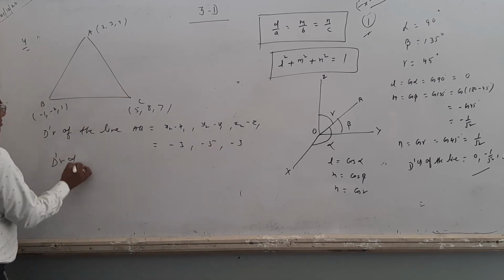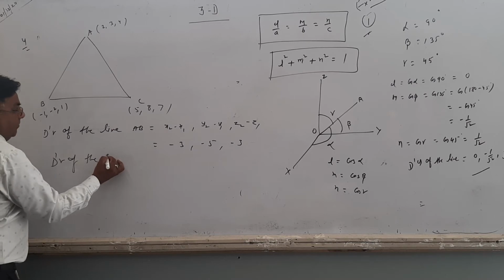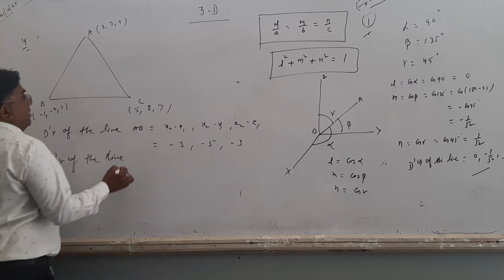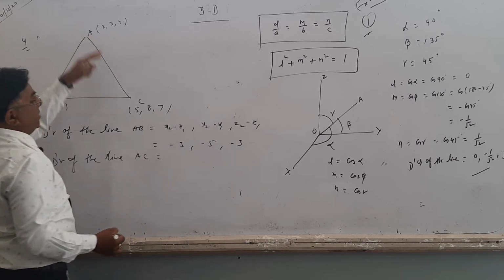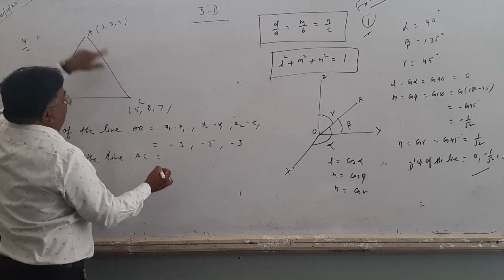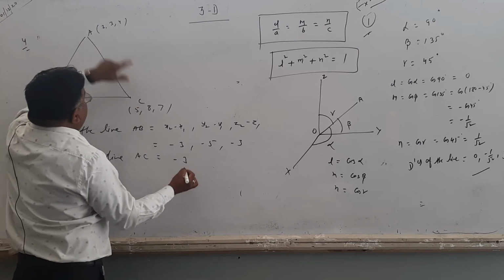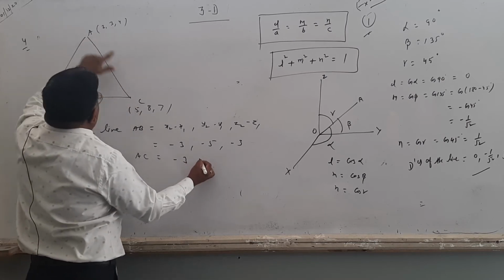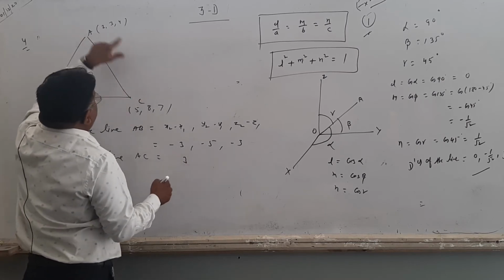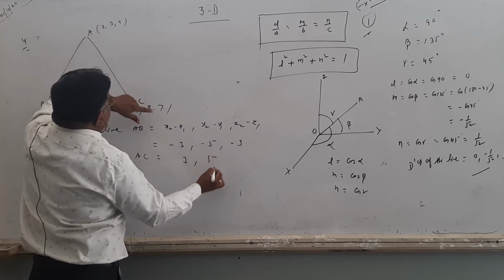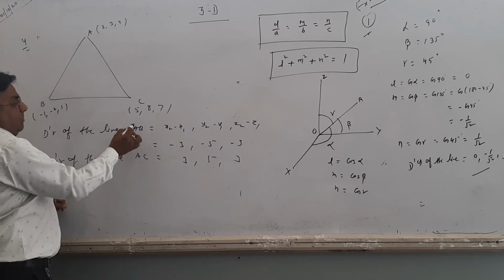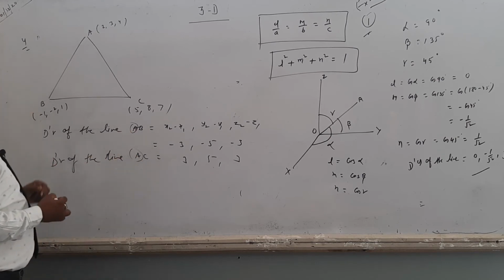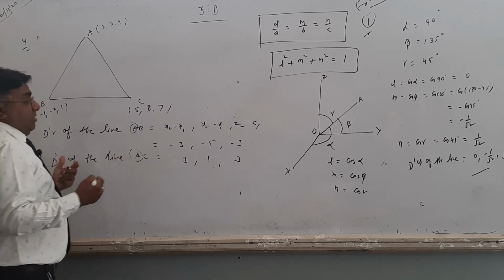Now find the direction ratio of AC. That means again x2 minus x1: 5 minus 2 is 3, 8 minus 3 is 5, and 7 minus 4 is 3, right? But the A point is common. Now prove that the points A, B, C are collinear.